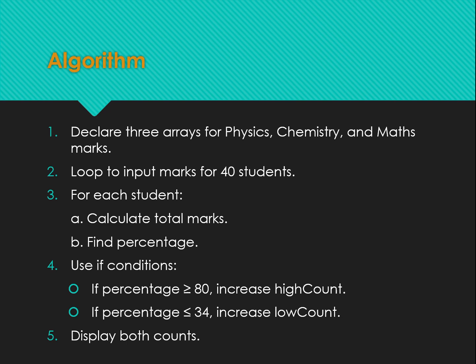Let's understand the algorithm or logic step by step. First, we'll create arrays to hold marks of physics, chemistry, and maths. We then input marks for all 40 students using a loop. For each student, we calculate total and percentage. If the percentage is 80 or above, we increase the count of high scorers. Similarly, if the percentage is 34 or below, we increase the count of low scorers. At the end, we simply display both counts.